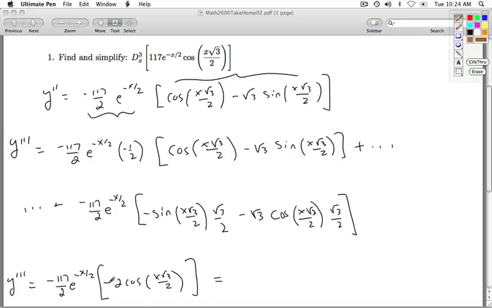And miracle of miracles, look what happens. I have a negative 2, I have a negative 2, I get 1187 e to the minus x over 2 cosine x radical 3 over 2. And what's so special about this? This is the guy we started with, folks. So here's an example of a derivative that comes back to itself in the third derivative.